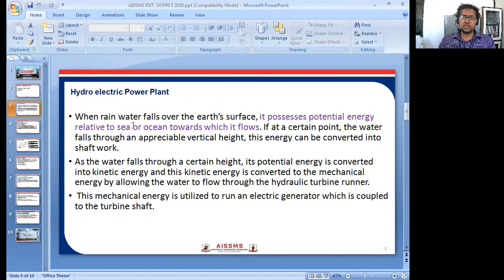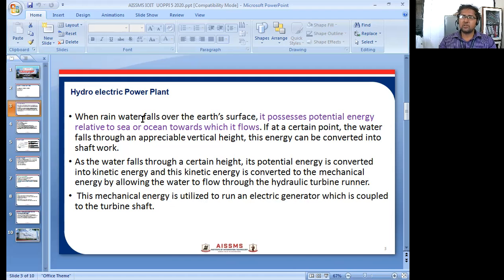So basically in a hydroelectric power plant, when rain water falls over the earth's surface, it possesses potential energy relative to the sea or ocean towards which it flows. If at a certain point the water falls through an appreciable vertical height, this energy can be converted into shaft work. As you know, when water falls through a certain height, its potential energy is converted into kinetic energy, and this kinetic energy is converted to mechanical energy by allowing the water to flow through a hydraulic turbine runner. This mechanical energy is utilized to run the electric generator which is coupled to the turbine shaft. So it is a cyclic process.